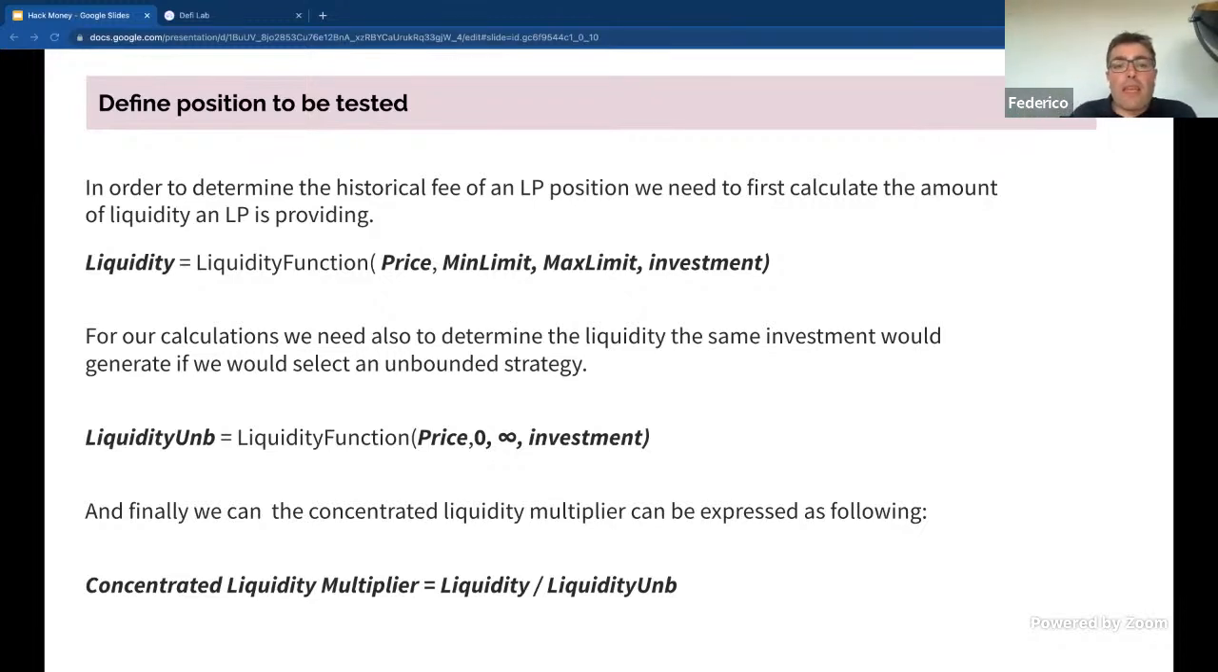Now that we collected the fees generated by 1 unit of unbounded liquidity, we need to calculate some additional data about the strategy that we are analyzing. So for each period under consideration, we need to calculate the liquidity provided using the liquidity function. The liquidity function determines the quantity of liquidity provided and depends on the price at which we deposit the liquidity, the min of the range, the max of the range, and the amount to be invested.